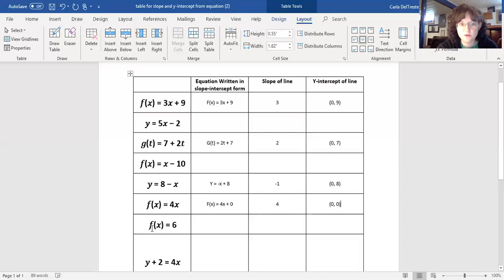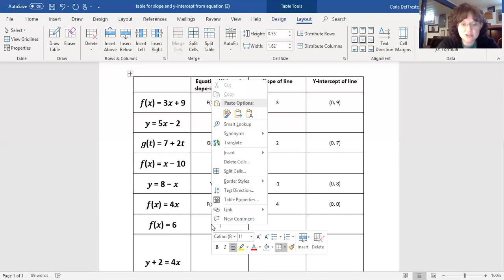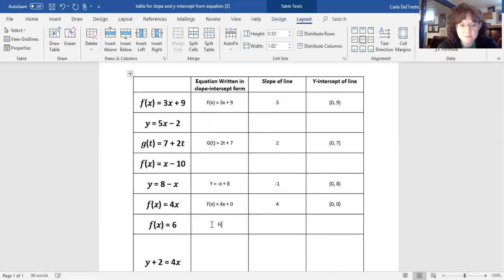Okay, let's do the next one. f of x equals 6. Again, there appears to be a term missing, but which term is missing? This time it's the x term that's missing. So if I had to rewrite it and put that x term back, it would be f of x equals 0x, because there is no x term, so it's just like having a 0x there, plus 6.